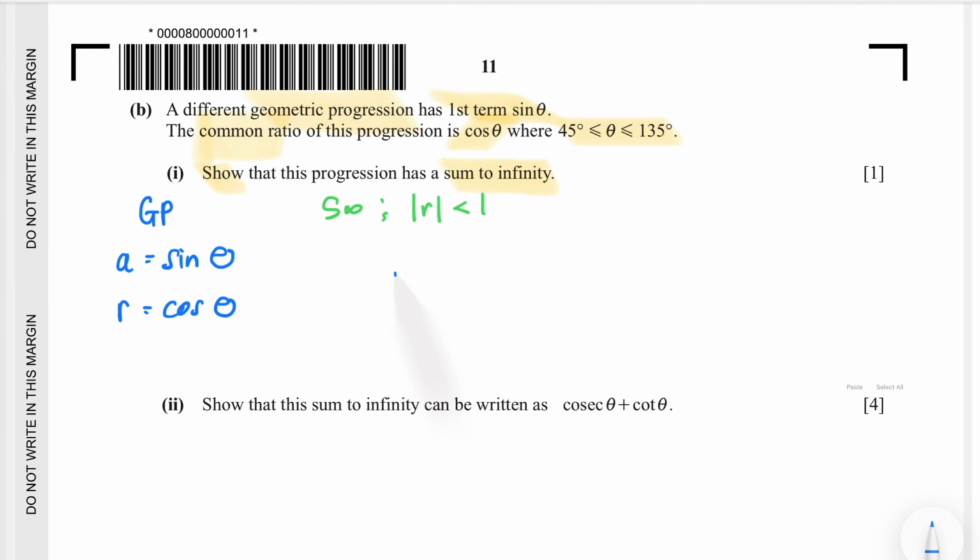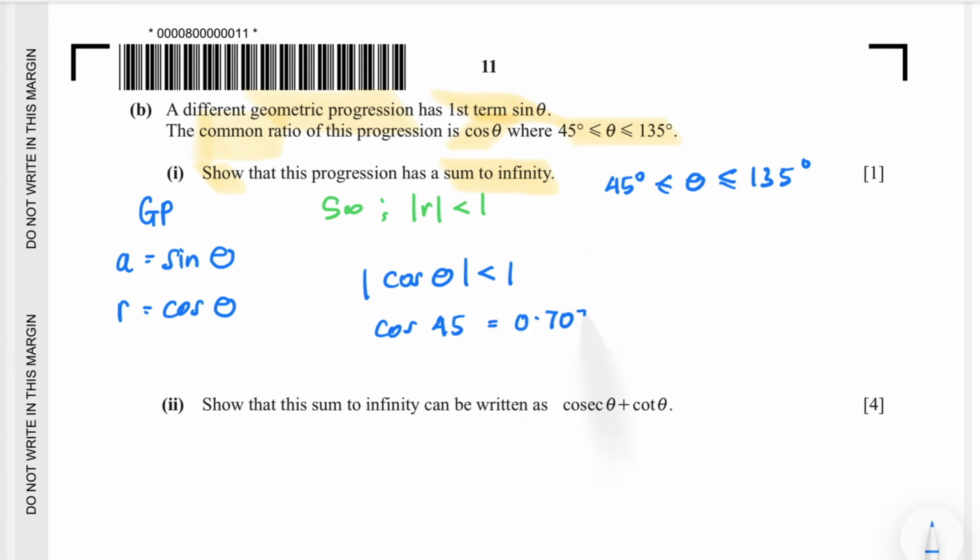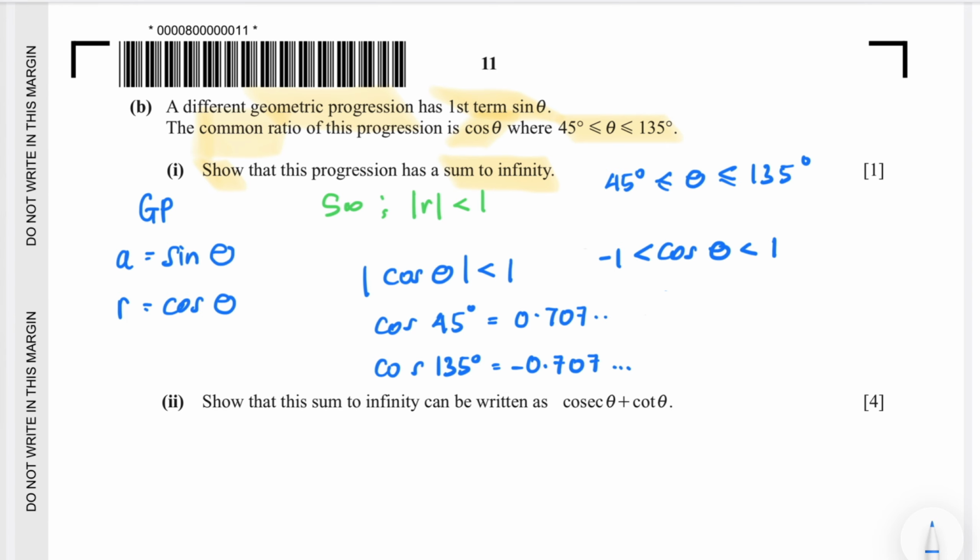Let's prove that for the range between 45 degree to 135 degree, cos 45 is equal to 0.707 and cos 135 degree is equal to negative 0.707. Now, we know that it must be less than 1. So the condition is cos theta must be in between negative 1 to 1. That's how we show that this progression has sum to infinity.